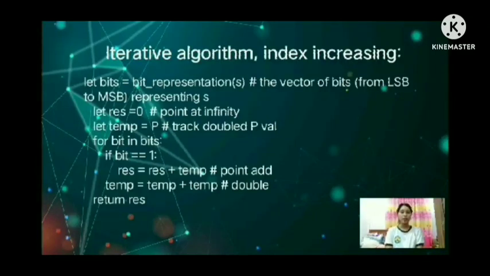Iterative algorithm, index increasing. So this is the formula. Let bits equal the bit representation of the number, the vector of bits from LSB to MSB representing S. Let res equal 0, the point at infinity. Let temp equal P, the point to be doubled. For each bit in bits, if the bit equals 1, res equals res plus temp (point add). Temp equals temp plus temp (point double).